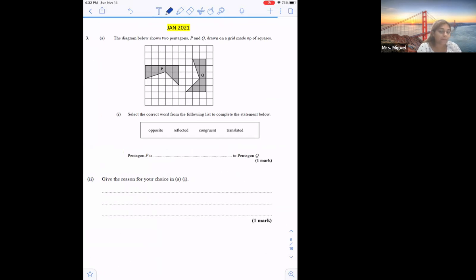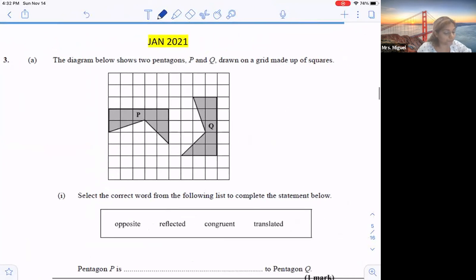The diagram below shows 2 pentagons, P and Q, drawn on a grid made up of squares. Select the correct word to complete the statement below. Now, if you notice, P and Q have some similar properties. It has the same shape. The only thing that is changed is the orientation.